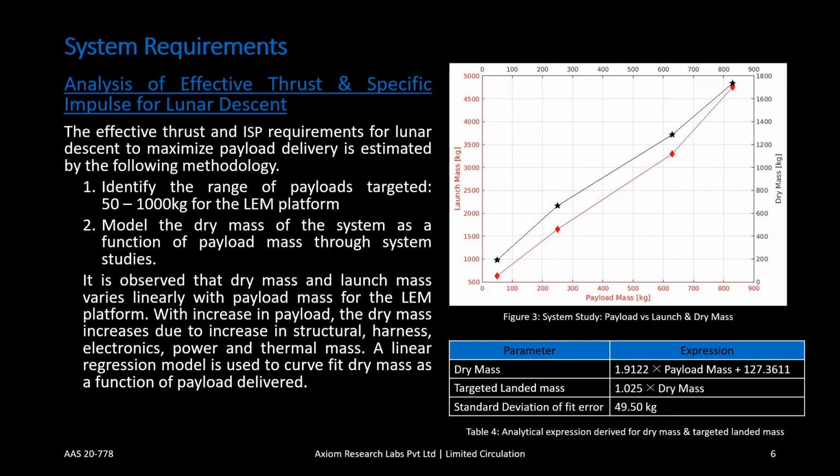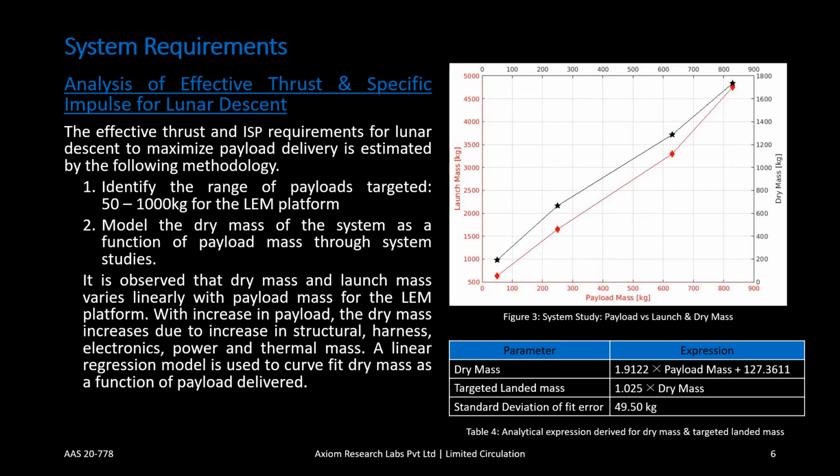Now, based on certain design points of 50 kilograms, 250 kilograms, 630, and 830 kilograms, we did internal studies and identified what kind of system dry mass would be required for having each of these payloads. And we see a roughly linear trend for this payload versus dry mass.